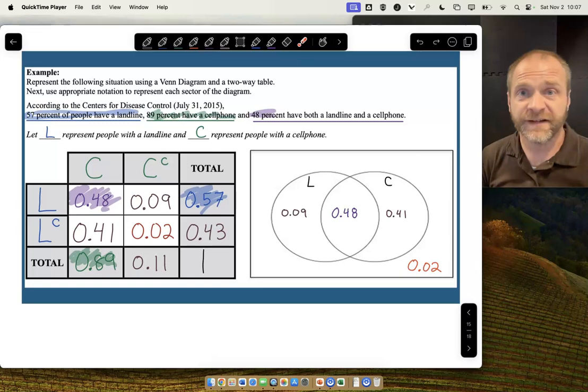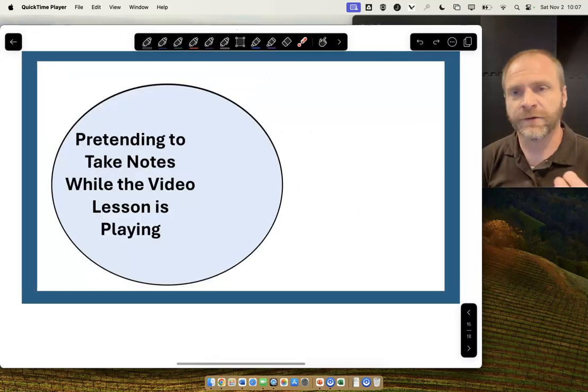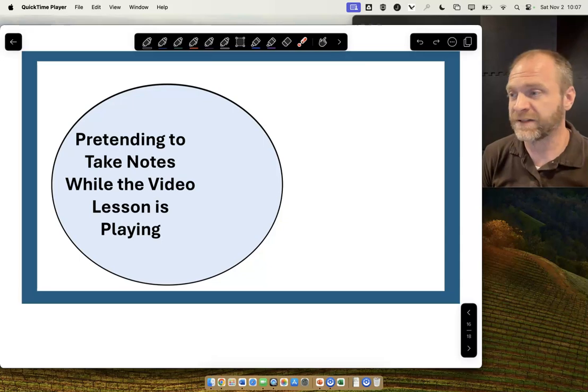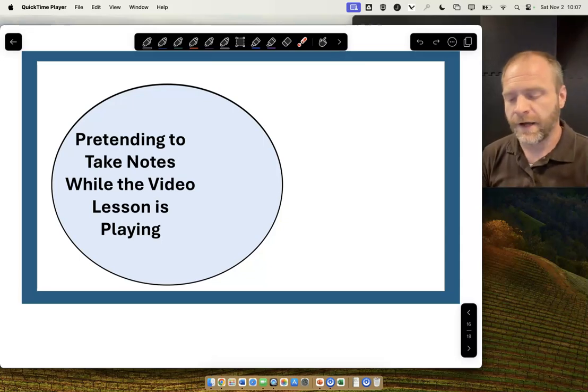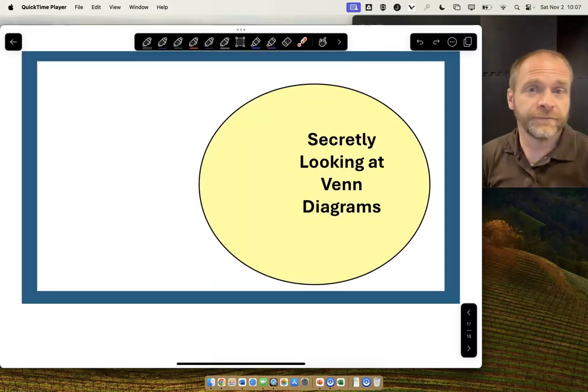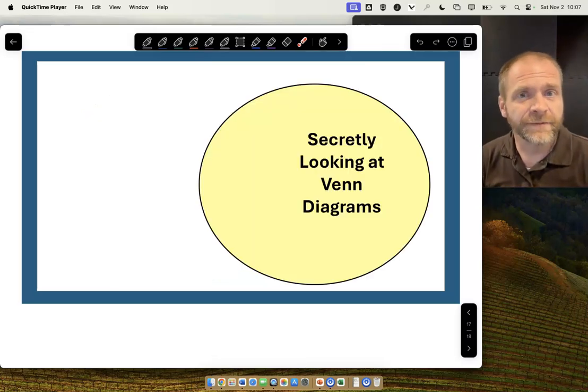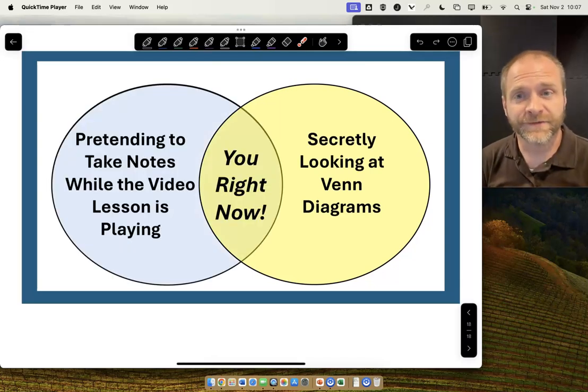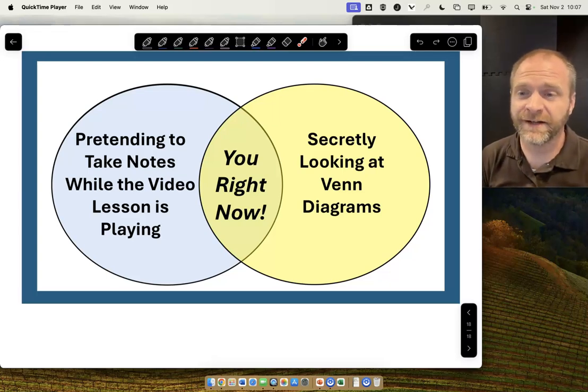Now there is one last Venn diagram that you do need to look at. And I think it's really important, especially with this video. So what's going on is right here we have one of the circles of the Venn diagram, and this is pretending to take notes while the video lesson is playing in the background. And then right here are those secretly looking at Venn diagrams. This is where you are right now during this video. You are pretending to take notes while the video lesson is playing, and you're secretly looking at Venn diagrams.